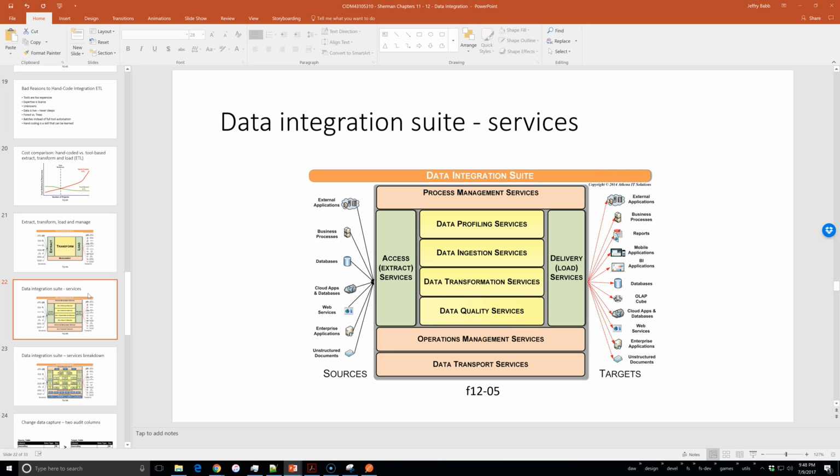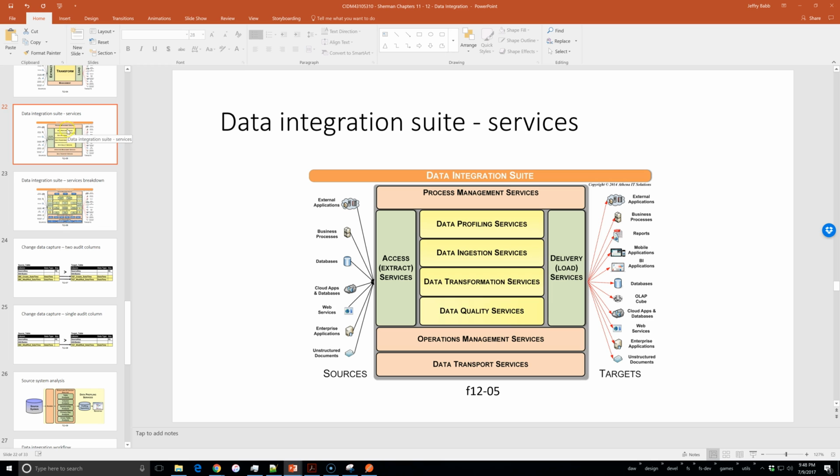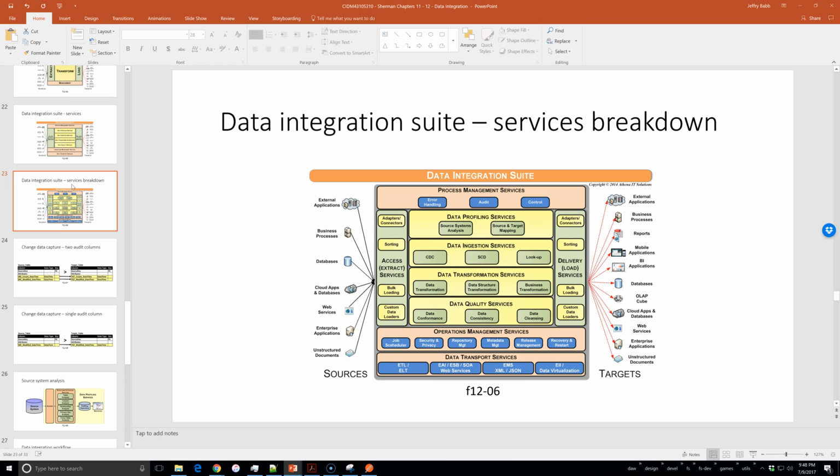PHP-MyAdmin and MySQL themselves have a little bit of a data quality service saying, hey, I can't quite do that. That doesn't match what I'm saying, and so forth and so on. So these become really interesting ways to break it down, and then you can further subdivide it into the actual concerns, right? So up in the process management, there's error handling, audit, and control. We have source systems analysis and source and target mapping and the profiling, sorting, bulk loading, loading customers.